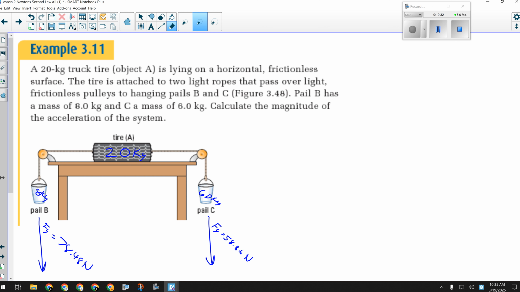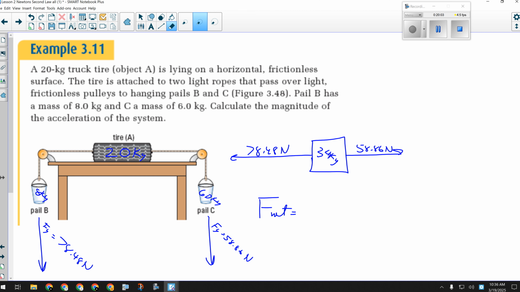Okay, combined mass, right? I can just combine all the mass into one thing. So I have 34 kilograms worth of mass. The 20 kilogram tire and the 14 kilogram worth of pails. This way, there is 58.86 newtons worth of pulling force. This way, 78.48 newtons worth of pulling force. All right? So now I should be able to calculate my net force.